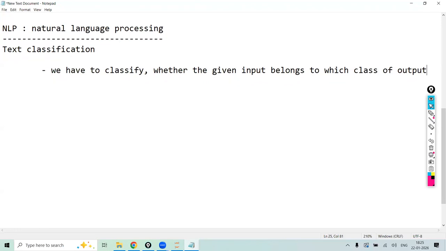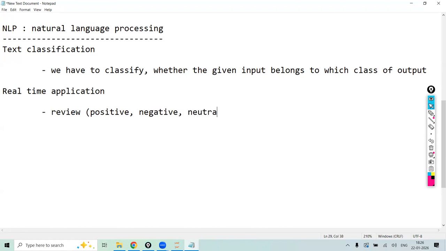So here the input examples are nothing but real-time applications. For example, a review was given to us, and we check whether the review is a positive review, a negative review, or a neutral review. A total of 3 types of reviews will be there: positive, negative, or neutral.